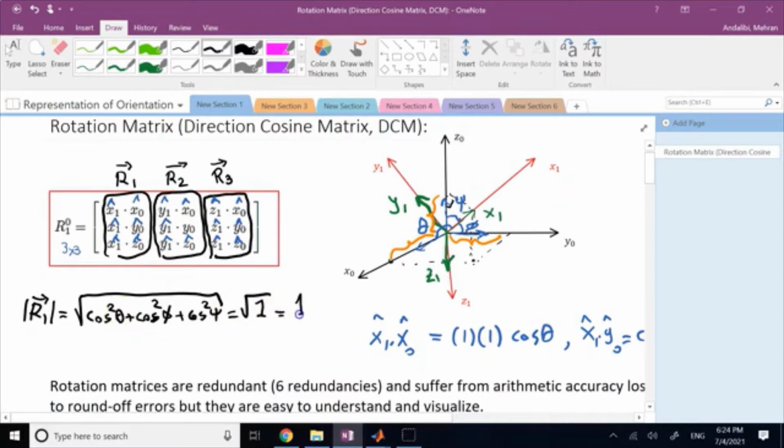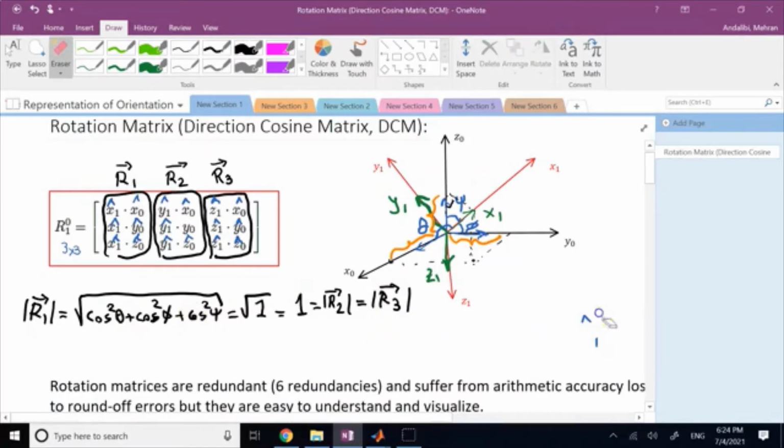And since this is magnitude, the answer is going to be 1. So that's right. Each one of these columns, and the same for R2 and the same for R3, okay? So this is equal to magnitude R2. And this is also equal to magnitude R3. Now for them, the angles are different, but the result is the same. The magnitudes of all columns are equal to what? Equal to 1, okay? So that's 3 constraints right over there. Magnitude of the first column is 1, magnitude of the second column is 1, magnitude of the third column is 1, okay?